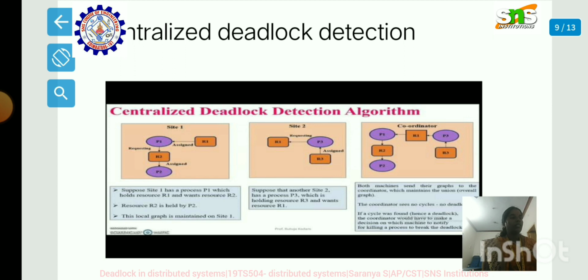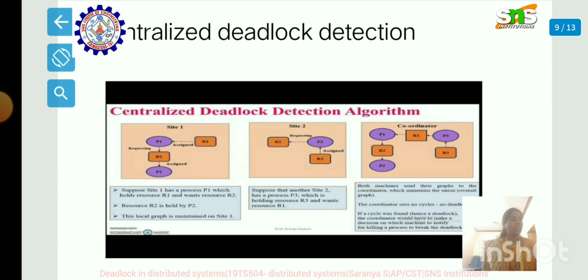The other is the disadvantage. A disadvantage of centralized deadlock detection is that it is highly vulnerable to failure, as all information is centralized on a single site. There is one single point of failure. There is also a communication bottleneck around the site, as all the wait-for graph messages may incur high communication cost. The next one is false deadlock.